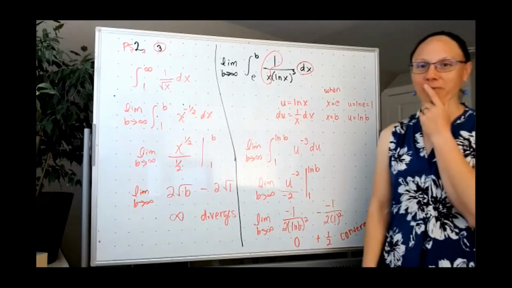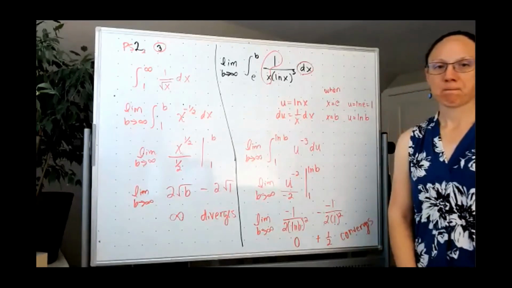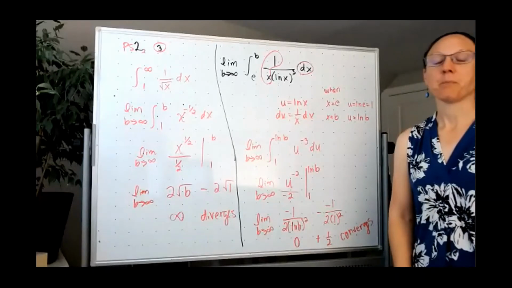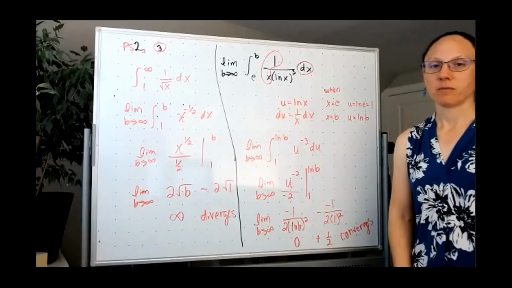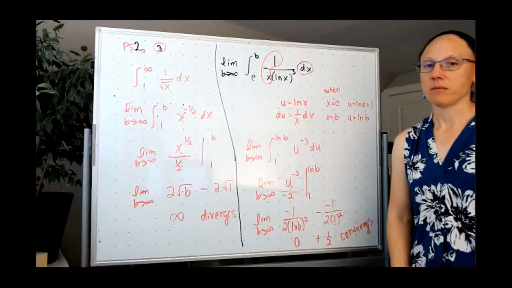Juan, you have a question? Okay, so I understand we use u substitution when there's something that's the derivative of it. Like we have ln of x and we have 1 over x. Is there a way to maybe split the 1 over x and ln of x so that I can see it? So I can maybe visualize.